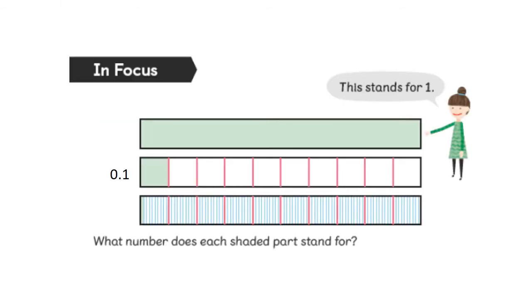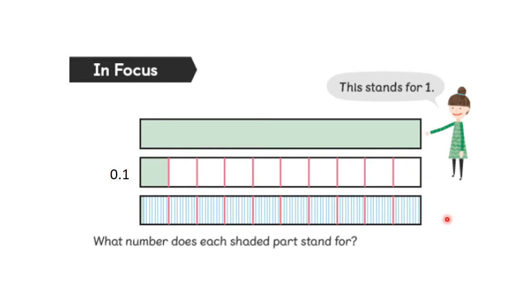So let's have a look at this little in focus task. This little girl is saying that this stands for 1. So this bar model here, we know stands for 1. And what we were discussing on the previous slide is that when we divide the number 1 into 10 equal parts, we get tenths. So this bar model is representing tenths, which we know can be shown as a fraction, 1 over the denominator 10, or as a decimal, 0.1.